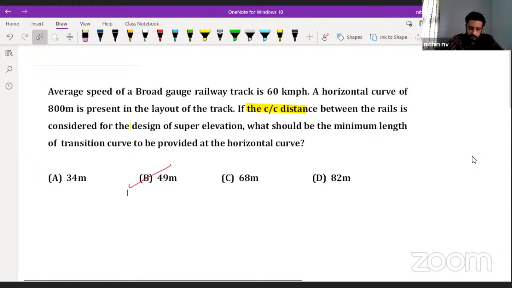So these are the important concepts in railway engineering. For the negative super elevation concept, I have done a question in the last year video that you can watch.